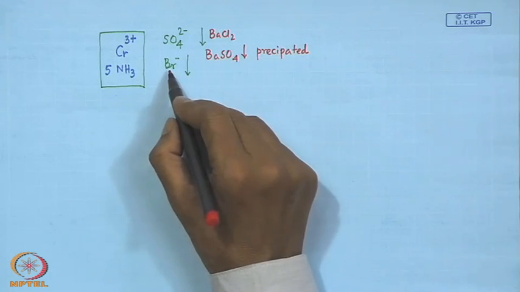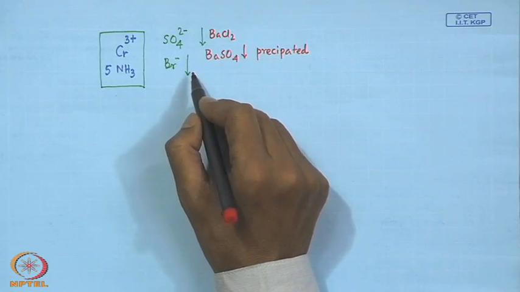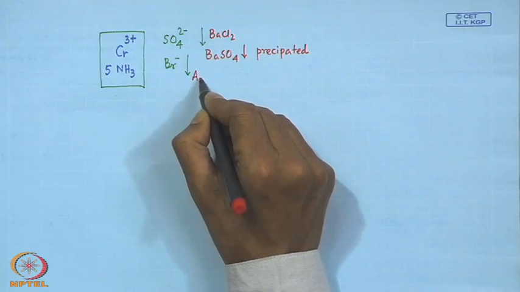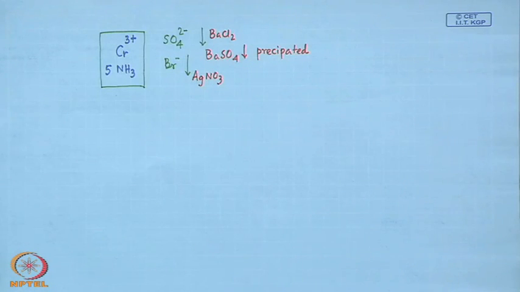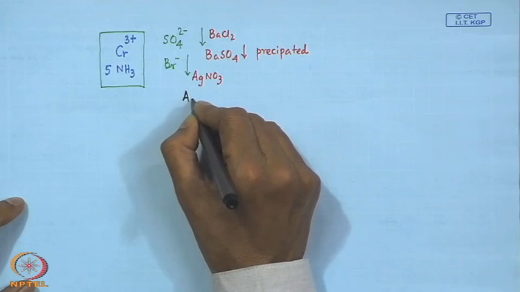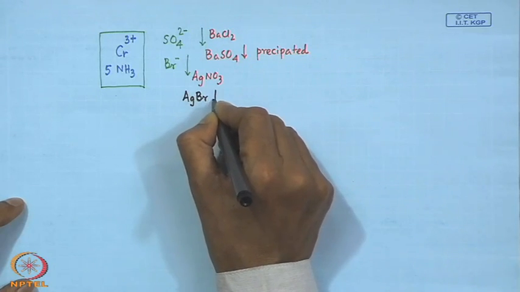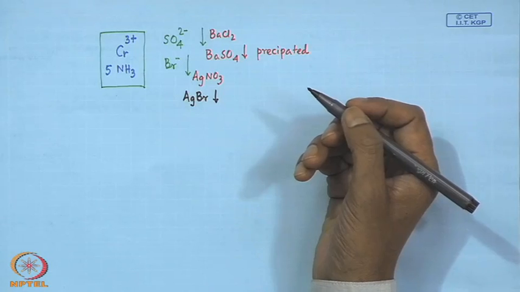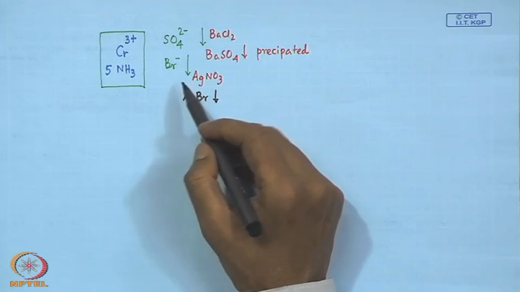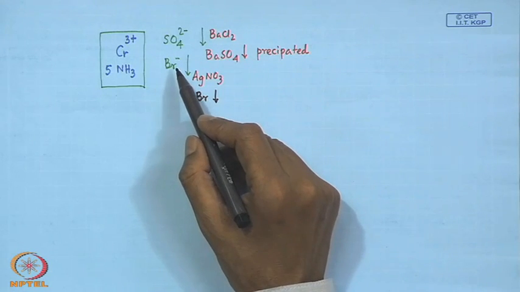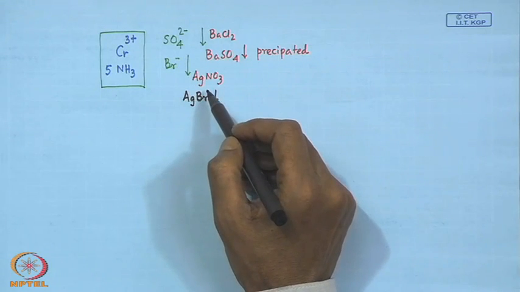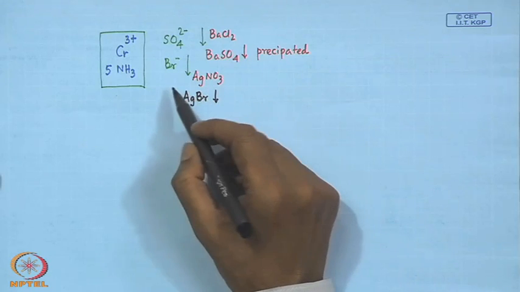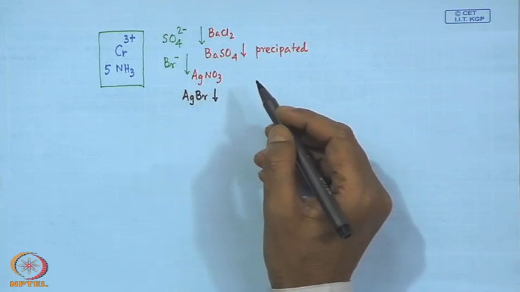So, if Br minus is present outside the coordination sphere, and if we simply add silver nitrate to the medium, we will be able to detect the separation of silver bromide from the medium, which immediately establishes that Br minus is present outside the coordination sphere, and which can be separated by addition of silver nitrate like the sodium bromide reaction with silver nitrate.